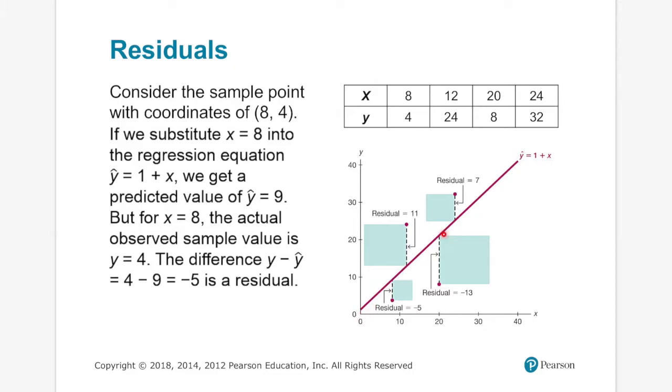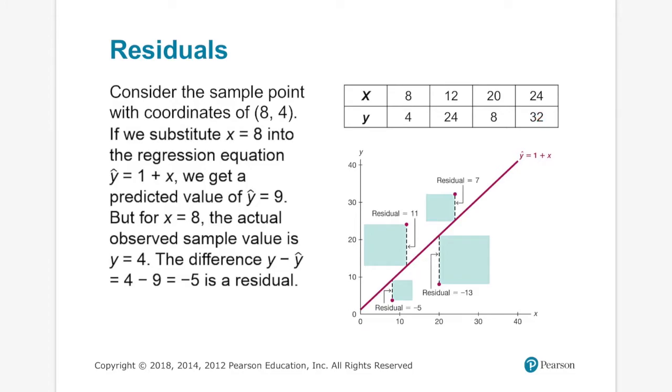So, for example, this is the regression line. This is where you get your predicted y value. These are your observed y values. When x is 8, y is 4. When x is 12, y is 24. When x is 20, y is 8. When x is 24, y is 32.